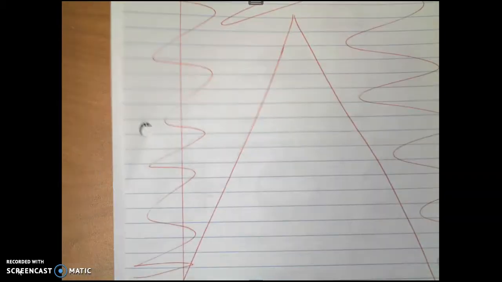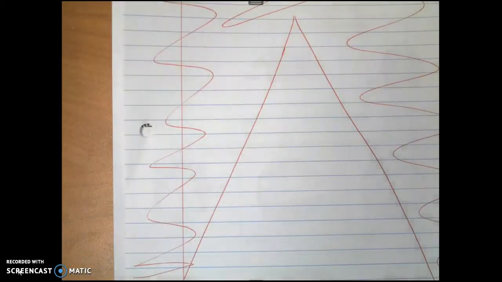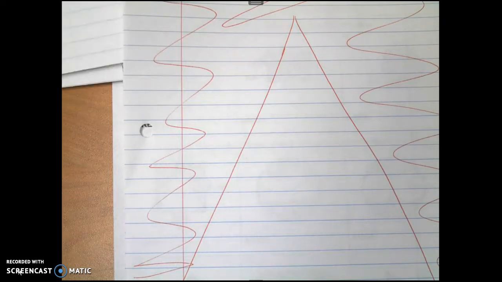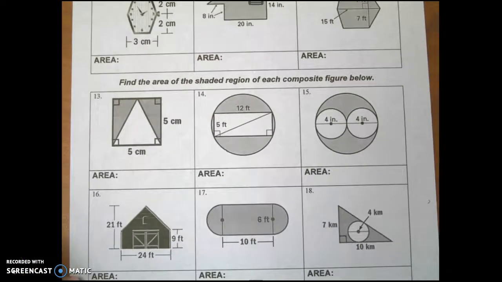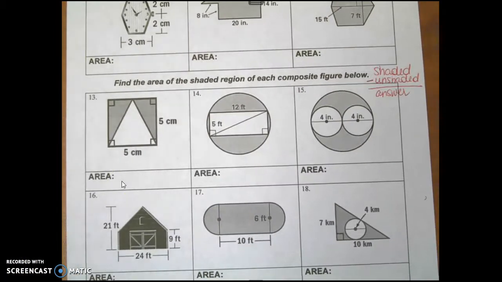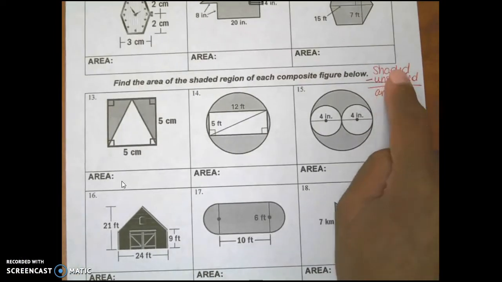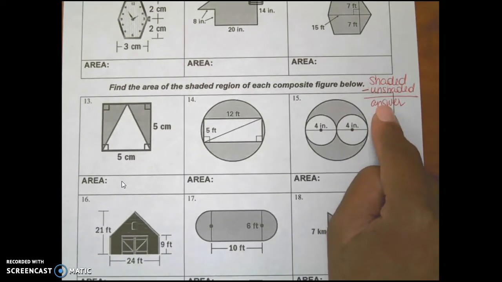I don't want this triangle. So what do I need to do, ladies and gentlemen? Wake up, use your brain. Abdul? Okay, I'm subtracting my unshaded from my total, and I'm getting my answer.